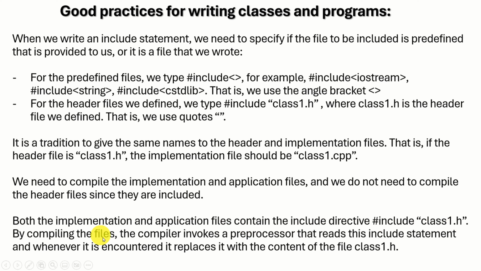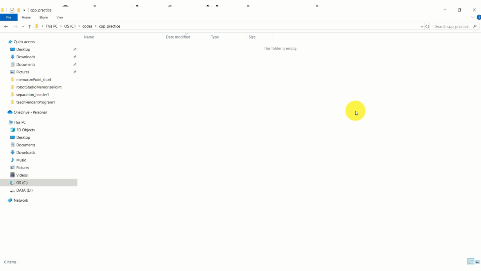By compiling the files, the compiler invokes a preprocessor that reads this include statement, and whenever it is encountered, it replaces it with the content of the file class1.h. And this is very important to keep in mind. Now, let's proceed with the example.